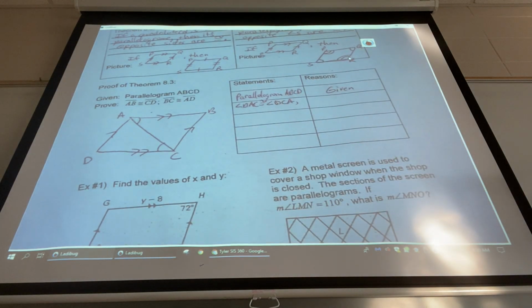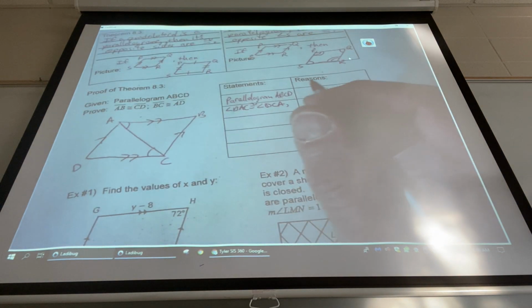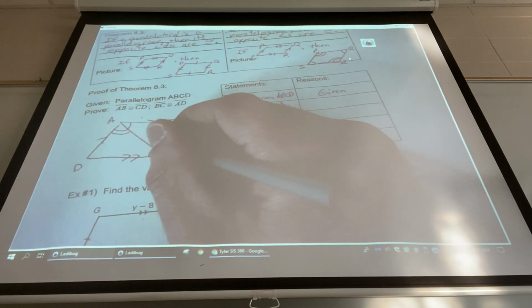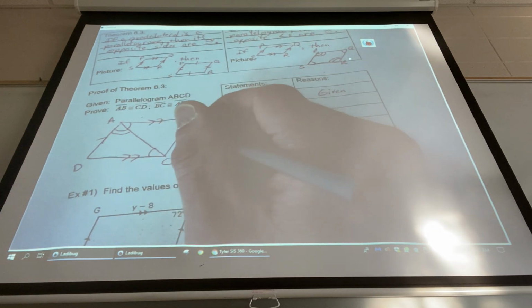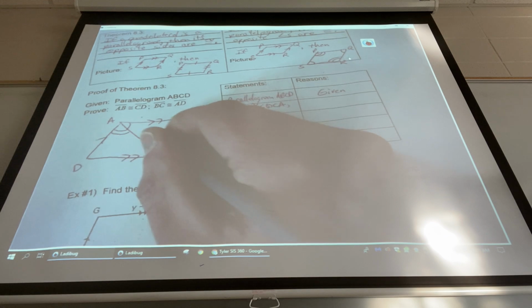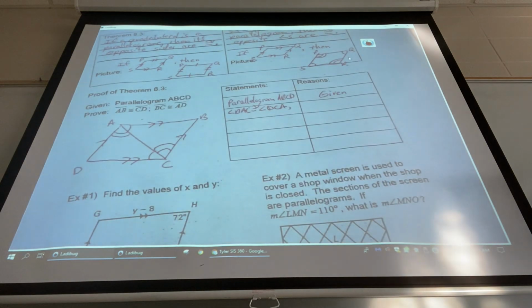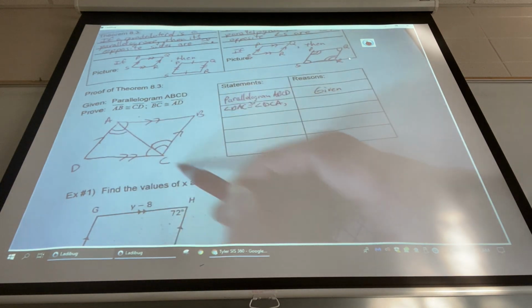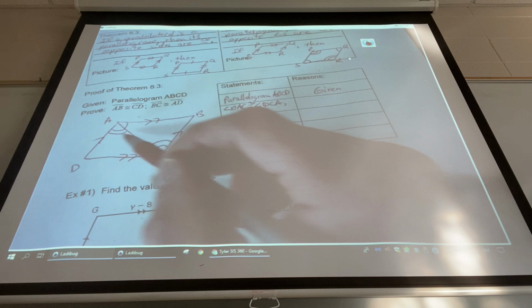Additionally, what else do we know? For the same reason, DAC is congruent to BCA. Just looking at different parallel lines, right? These parallel lines cut by this transversal, alternate interior angles are congruent.